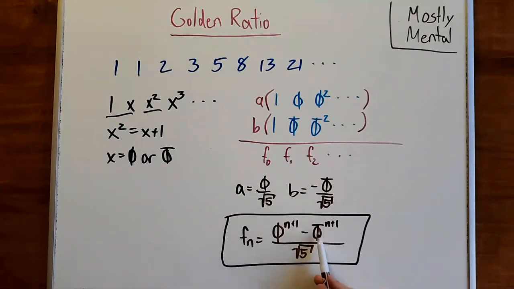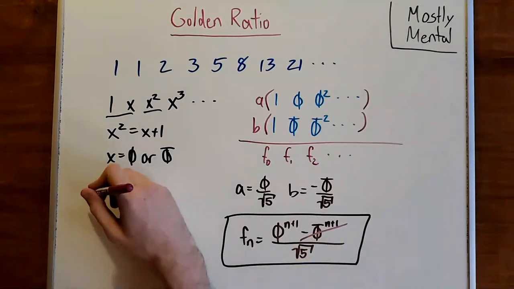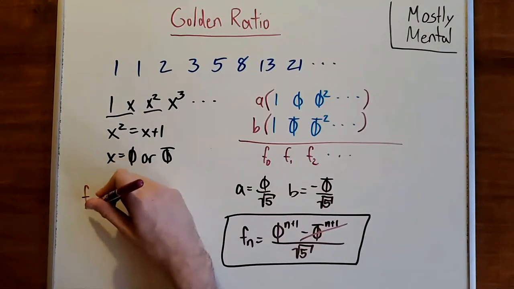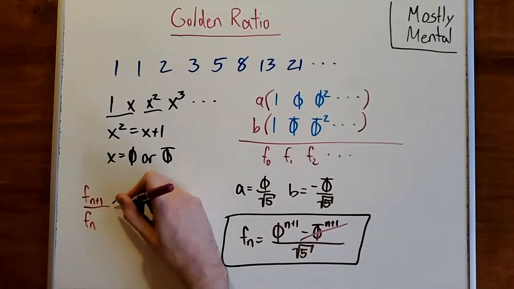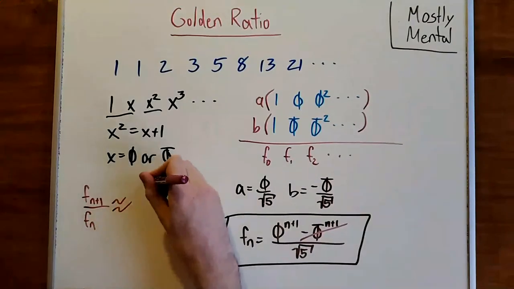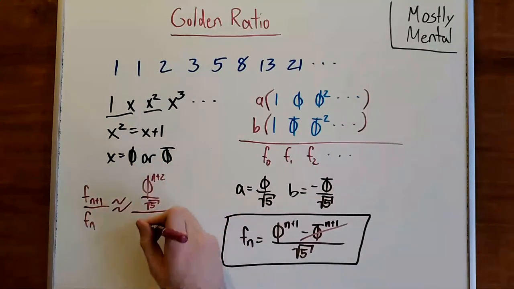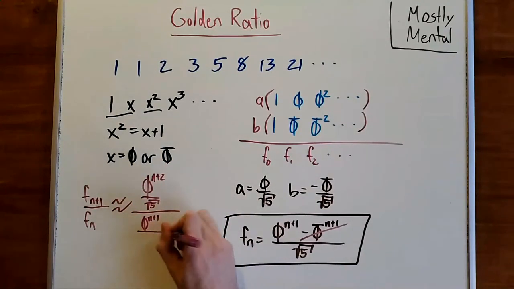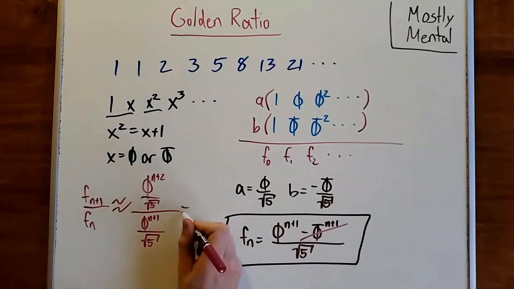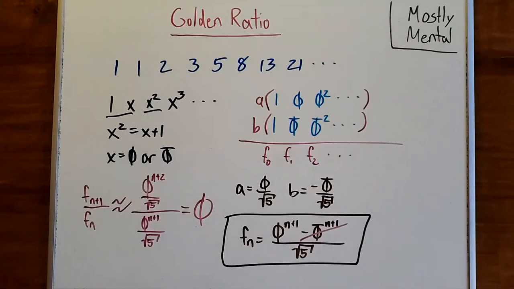So phi bar is between negative 1 and 0. So if we raise it to a very large power, this basically cancels out. And so we're left with f_n plus 1 over f_n is approximately phi to the n plus 2 over root 5 over phi to the n plus 1 over root 5, which is just phi. So that tells us, once again, the ratio between Fibonacci numbers approaches phi.